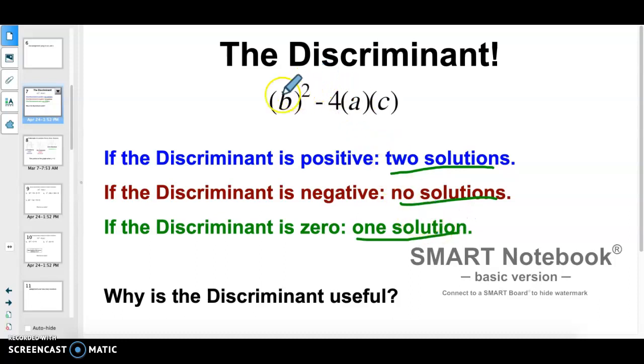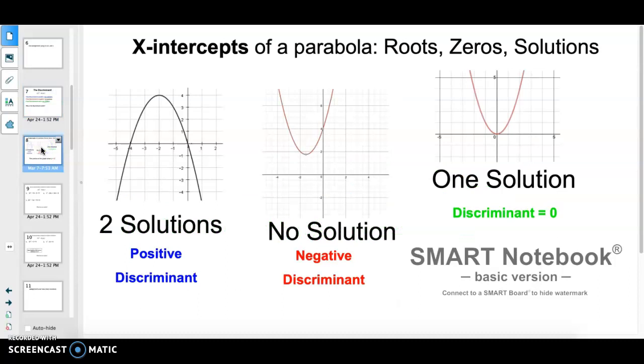With this discriminant, the value that you get from this is going to be underneath the square root sign. So that's why when you take the square root of something positive, you have 2 solutions. Square root of something negative is no solution, and square root of 0 is 1 solution. Why it's useful is it lets us know how many zeros or how many solutions our graph will have. So remember, x-intercepts, we've got our zeros or roots or solutions.